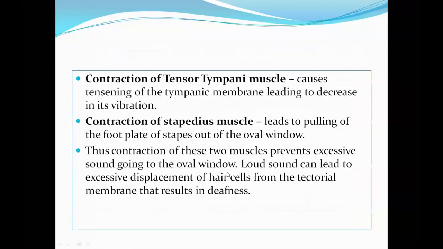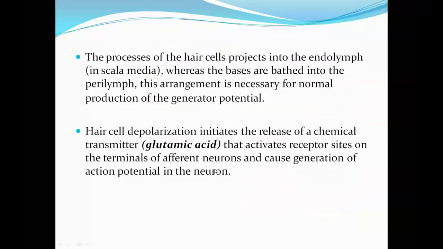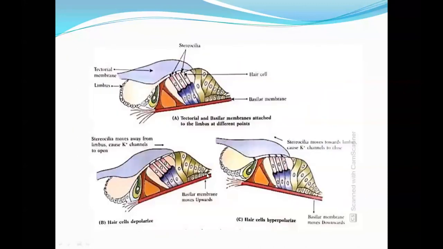See, when the basilar membrane moves upward, it will lead to the movement of stereocilia away from the limbus. This is the limbus, and this will lead to the opening of potassium channels and will lead to the depolarization of the cell. And when the basilar membrane moves downwards, it causes the stereocilia to move towards the limbus. It causes closure of the potassium channels, and that will lead to the hyperpolarization of the hair cell.